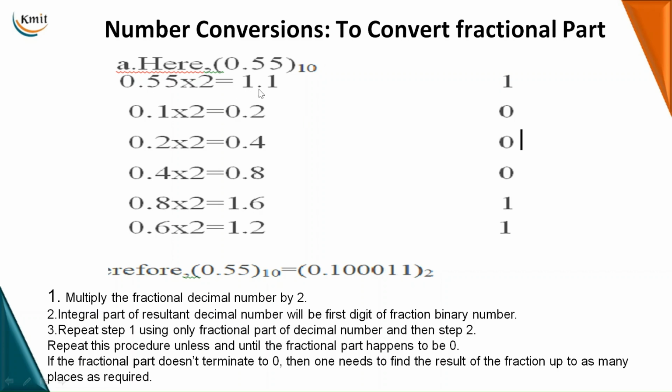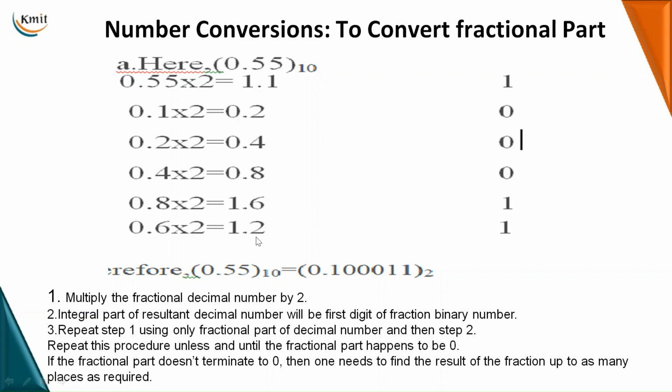Next, again take this 0.1. Don't take the integer part; consider the fractional part of this output, 0.1, times 2. It will give you 0.2. So the integer part is your output. Next, consider 0.2 and repeat: 0.4. So this 0 will come here. Next, 0.4 times 2 is 0.8, so 0. 0.8 times 2 is 1.6, so 1. Next, 0.6 times 2 is 1.2, so 1. You have to repeat this process until your fractional part becomes 0.